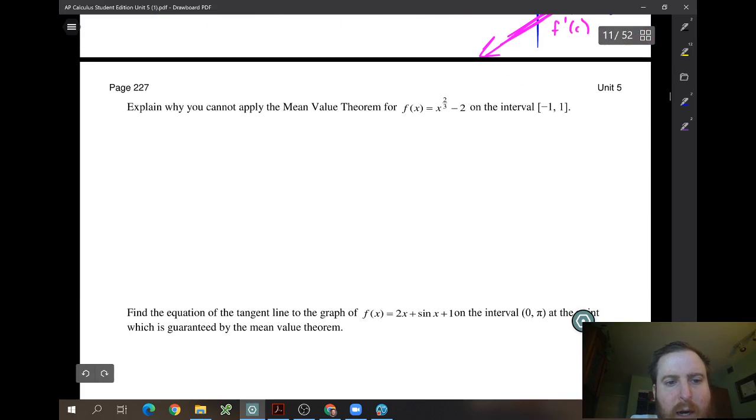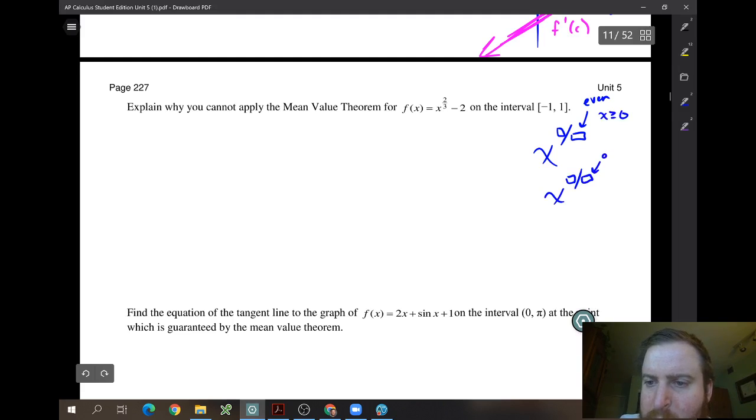So explain why you cannot use the mean value theorem for f of x equals x to the 2/3 minus 2 on the interval from -1 to 1. Well, x to the 2/3 is actually continuous, right? Anything that has a fraction, essentially if the bottom number is even, then your inside x has to be greater than or equal to 0. It's like a square root. But if the bottom is odd, then it's actually continuous for all real numbers.